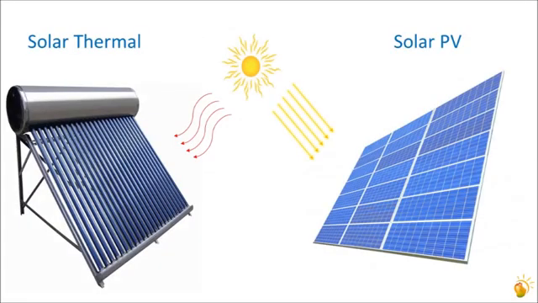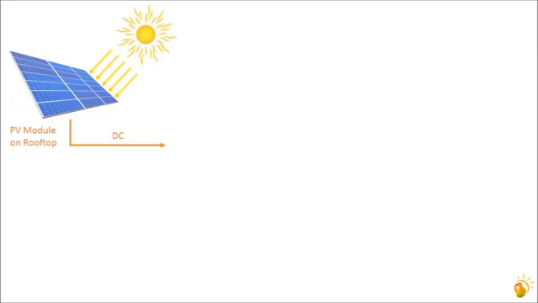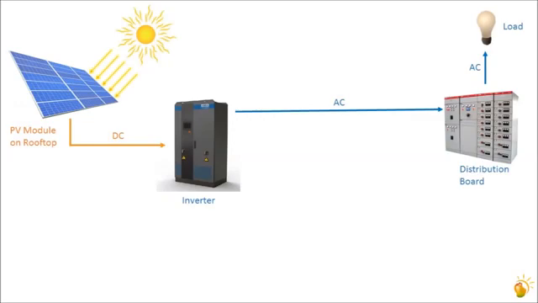Solar energy can be either solar thermal, which uses the sun's heat, or solar PV, which uses sunlight. Rooftop solar plants which generate electricity use solar PV. The solar panels only generate DC power. It is the solar inverter that converts this DC power into AC and integrates the plant with other power sources.